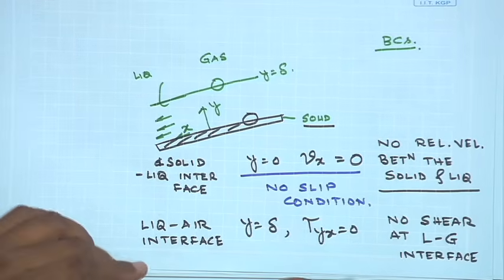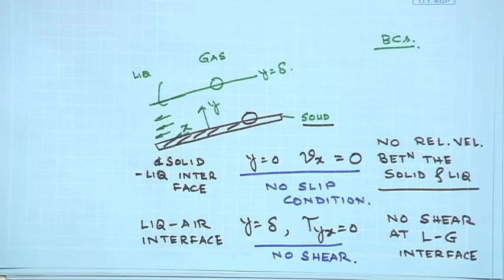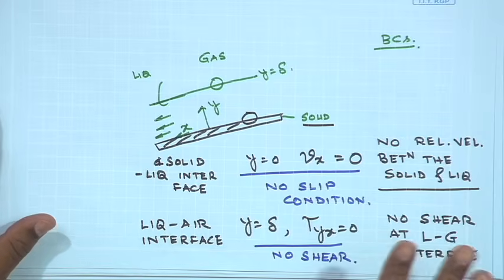So, this is known as no shear condition. These two are the fundamental relations, fundamental boundary conditions which are grounded in our concepts, because if the liquid molecules are clinging to the surface of the solid, they simply cannot move. But the layer of molecules just above these stationary molecules, they are free to move.